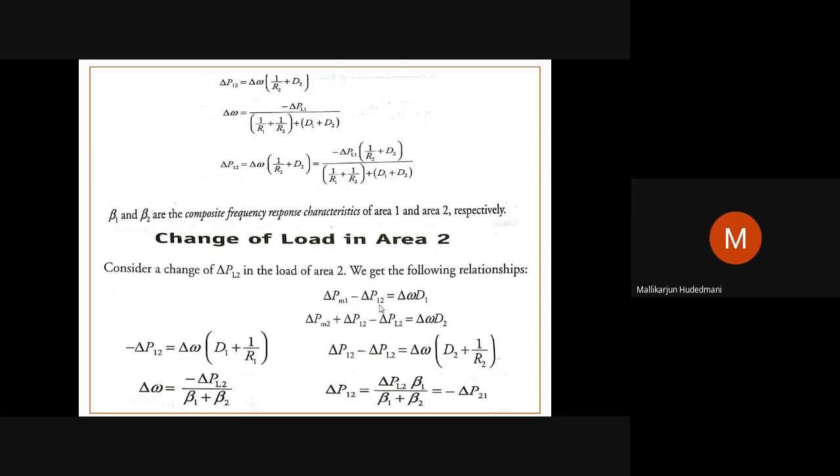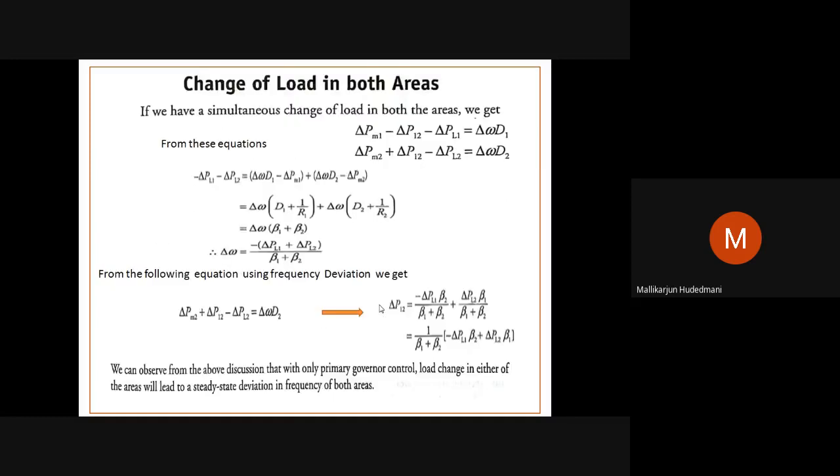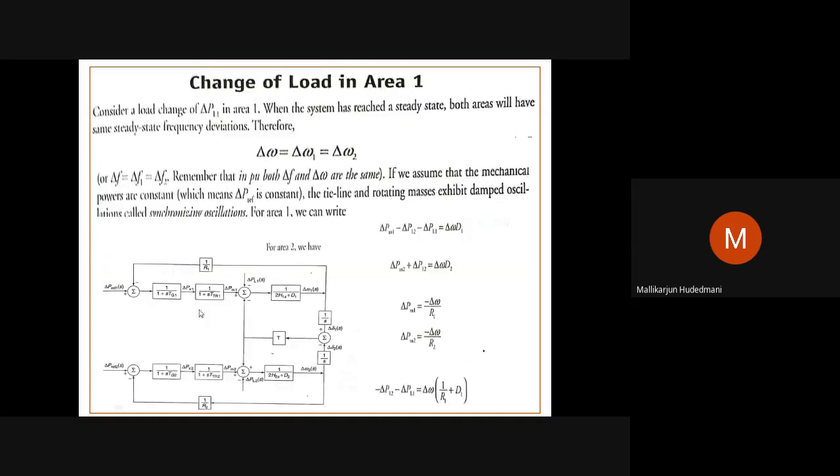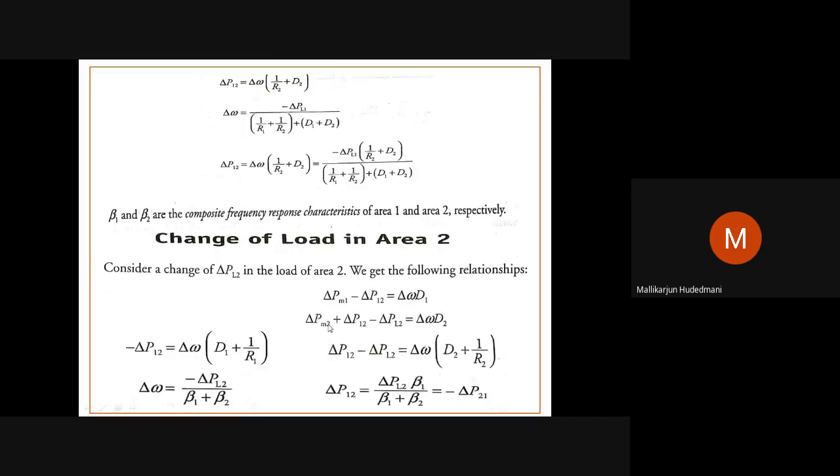Similarly, when there is a change in load in area 2, we can write a similar equation for area 2. What is that? Here, add this summer block: delta PM2 plus delta P12 minus delta PL2. The demand in area 2 reflects as delta omega 2 into D2. That is the equation we can write here.